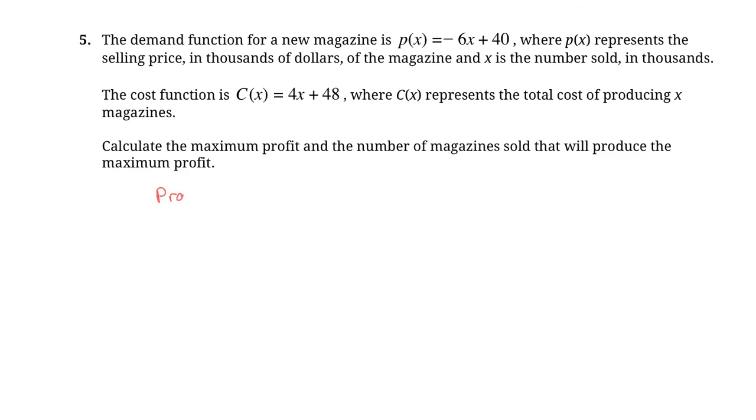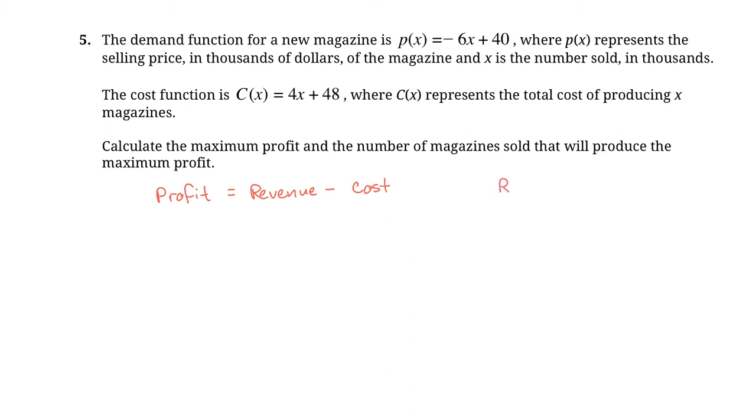So how do you get profit? Well, you get profit when you take your revenue, and revenue is just the money you earn from selling your product. You want to subtract your cost, so the amount of money that it costs for you to make your product. So profit is equal to revenue minus our cost. But what in the world is our revenue? We're not given our revenue in this question.